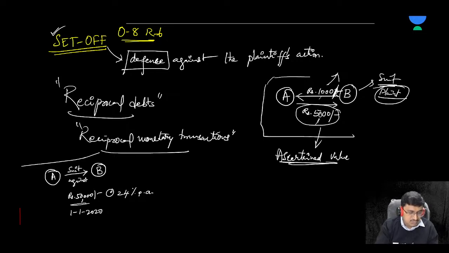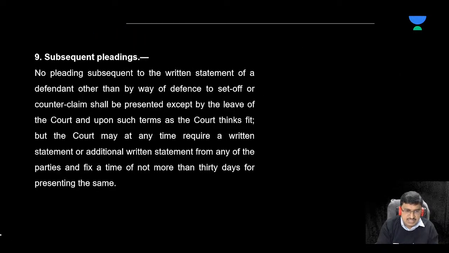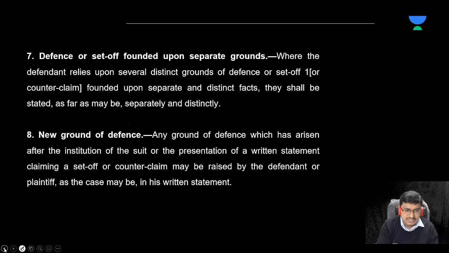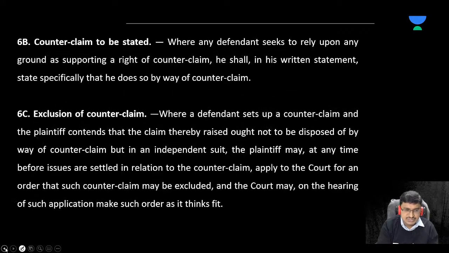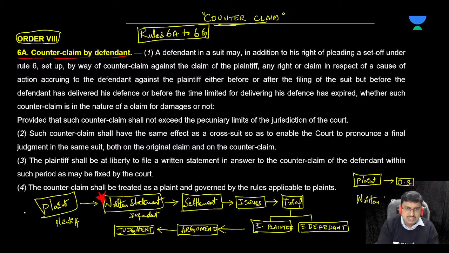Friends, now, there are two kinds of set offs: legal set off and equitable set off. As per today's session, we don't have that much time to discuss all those. Now, let us see the concept of counterclaim.